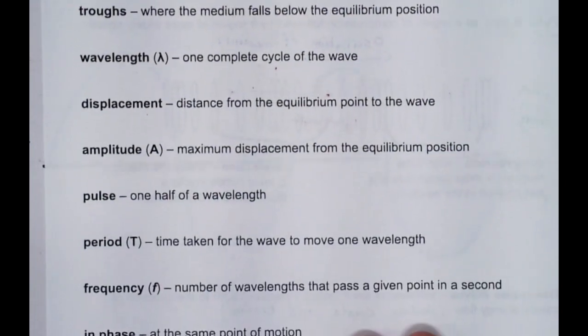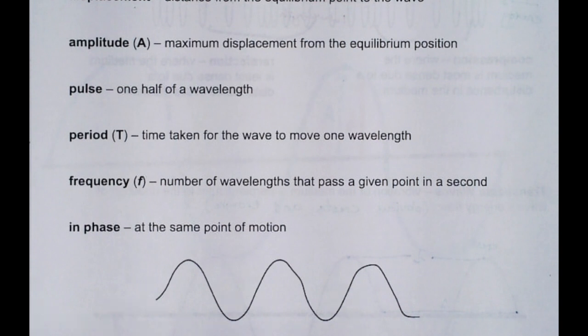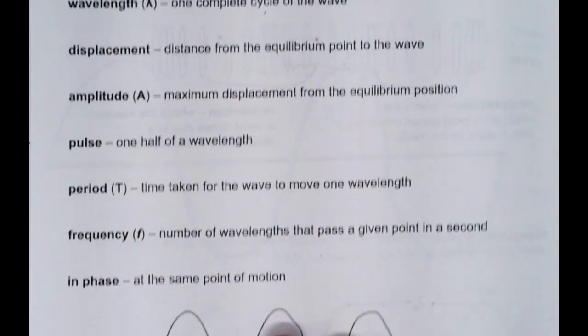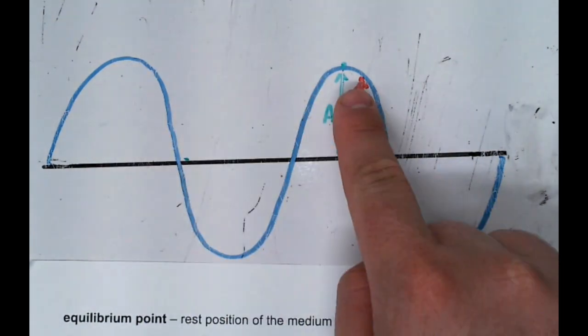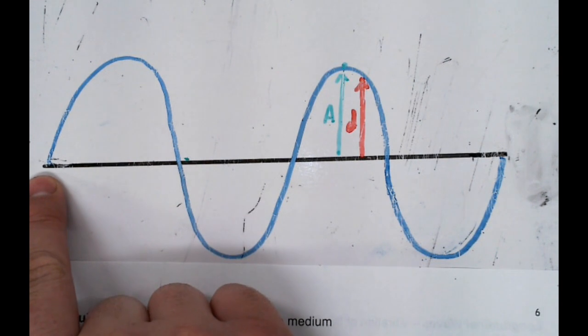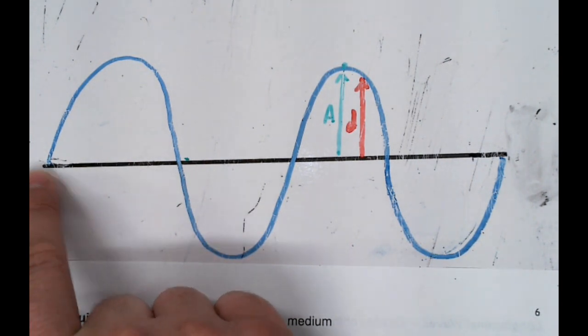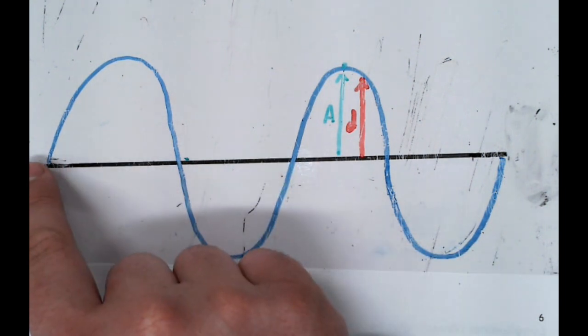Period is a terminology that we've already learned last unit. Period is the time it takes for the wave to move one wavelength. So to get from one crest to the next, the time it takes is the period. To get from your beginning node to the next one on the way up, that is one period, the amount of time that it takes.